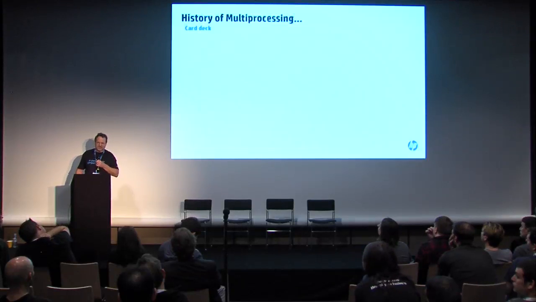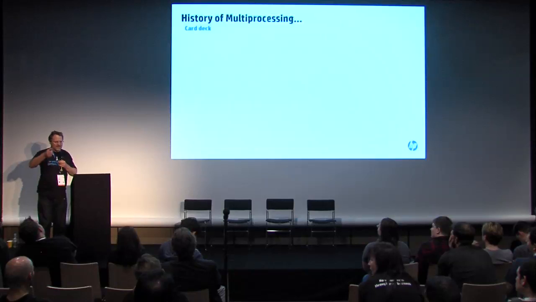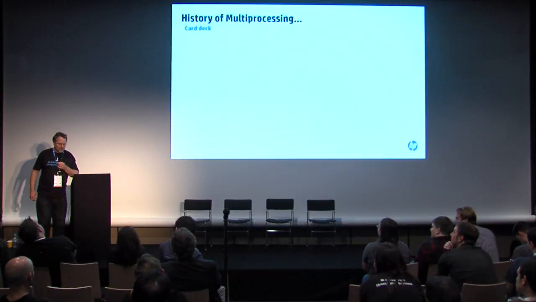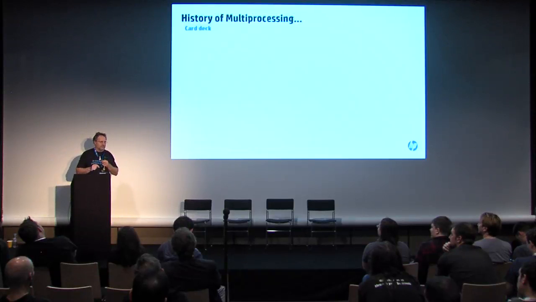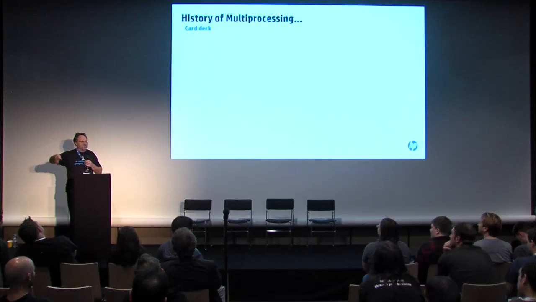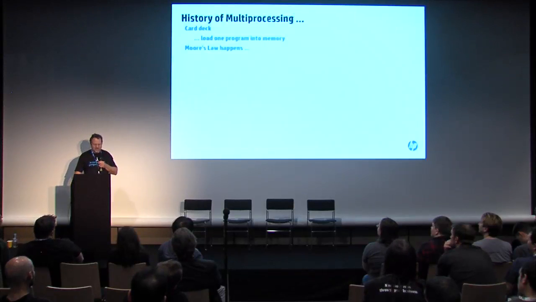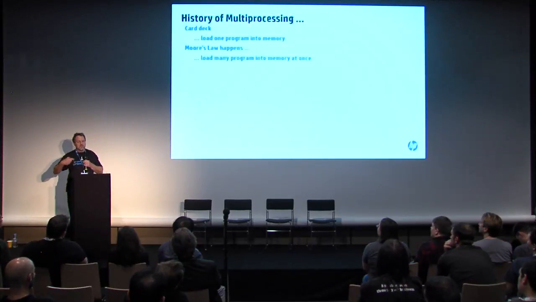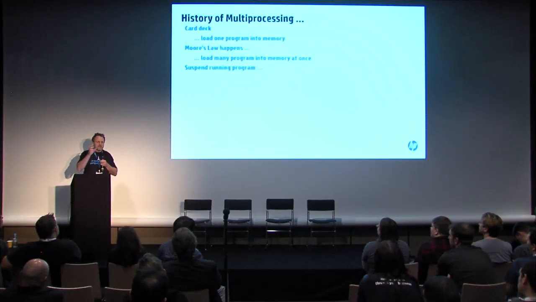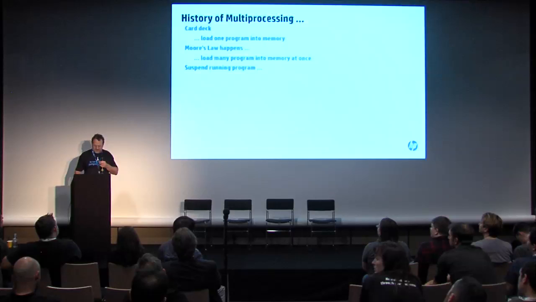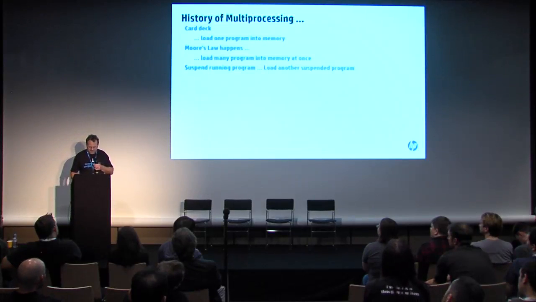So multiprocessing, back in the day, some of us would take a deck of program cards that we typed in, hand them to a guy behind the door. He would then load them into the computer, and our program would run. The next person would load in their programs, and the next program would run. That's one program at a time. Then Moore's Law happened, and it turns out we can load many programs into memory at once. So what we needed was a system to suspend the running program and then unsuspend one of the suspended programs, and this is what multiprocessing basically is.